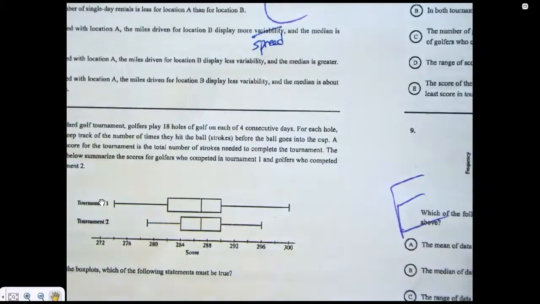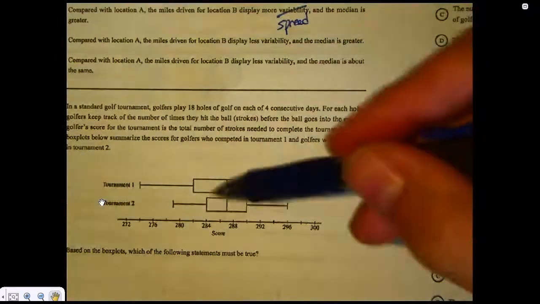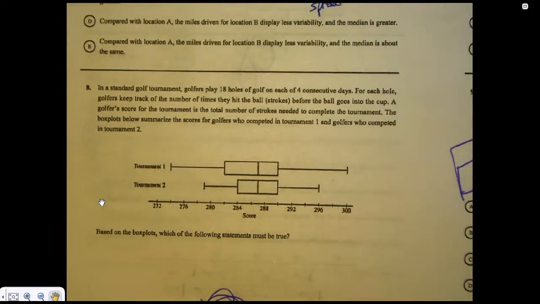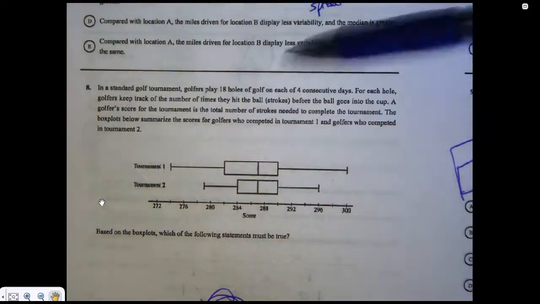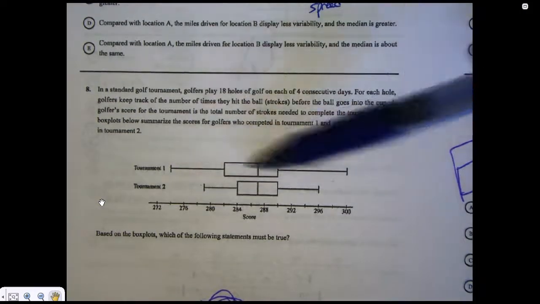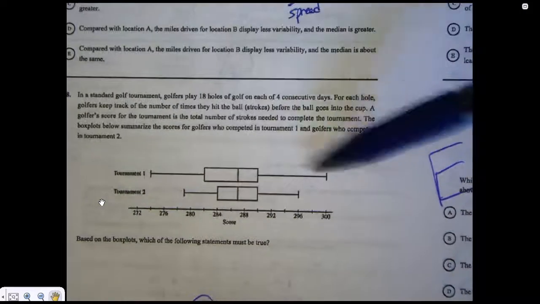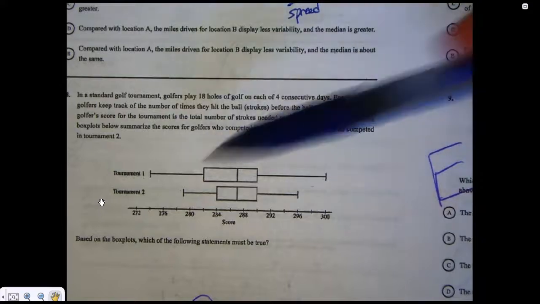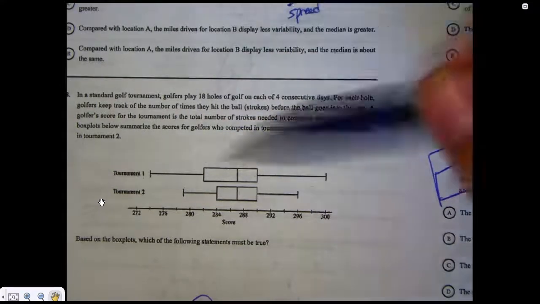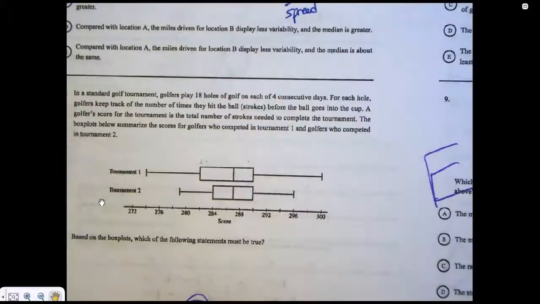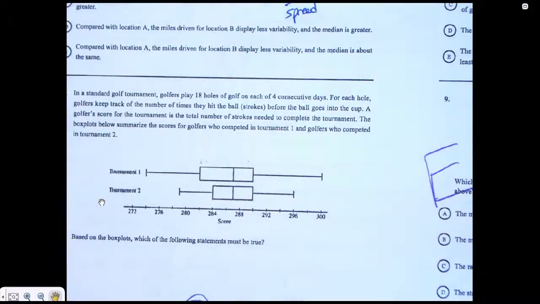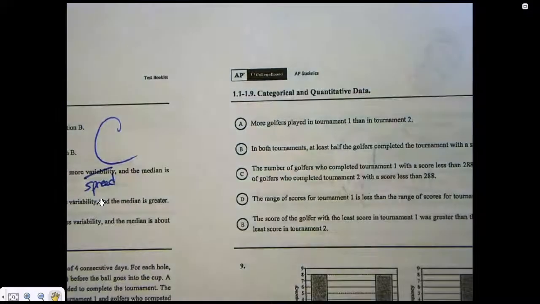Number 8, so this is, again, kind of a goofier one. I got to read this over here, and then I'll slide over to the answers. Golf tournament. Okay, tournament 1, tournament 2, bunch of golfers score. So right away I see the medians are pretty much the same. Tournament A has a lot more variability or spread than tournament 2. It's got a bigger range than tournament 2. The IQR is bigger. And I haven't even looked at the answers yet. I'm just talking through the graph.